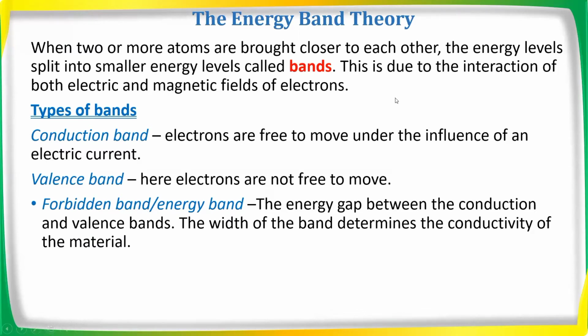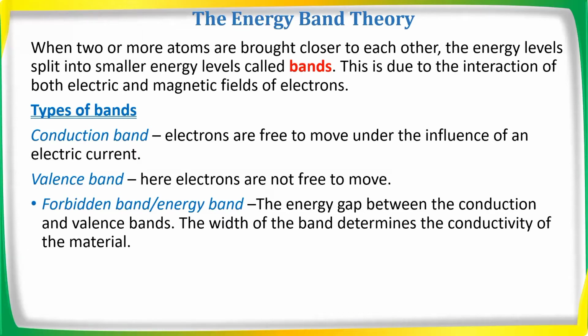Then, when you bring two atoms together, what happens is that energy levels will split into smaller levels, which we call bands. You have done energy levels in chemistry, where we have the outermost shell where electrons are moving. So when you bring these atoms together, the energy level splits into other smaller ones. We have the energy shells, known as K, L, and M, and many others, splitting into smaller bands. We call them bands.